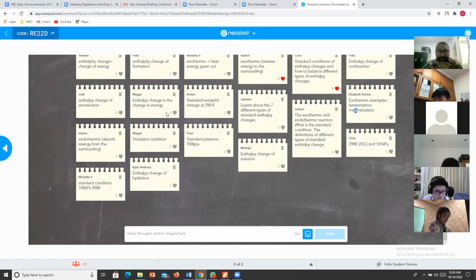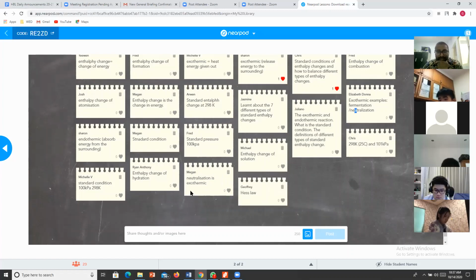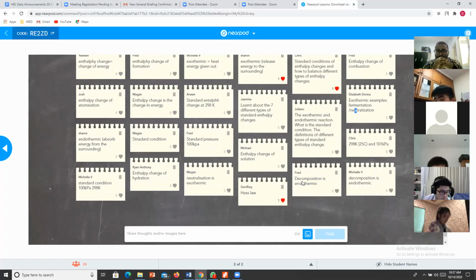So maybe someone can actually start writing what are the types of endothermic. Yeah, like what Megan is writing now. Neutralization is exothermic. Yeah, Jeffrey has his law. Okay. What else? What are the examples of endothermic reaction? Yes, Frederick has written over there.